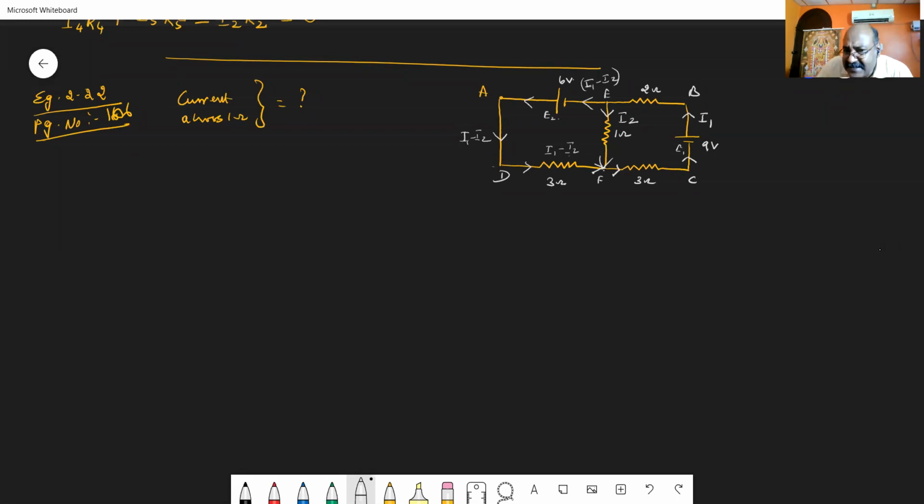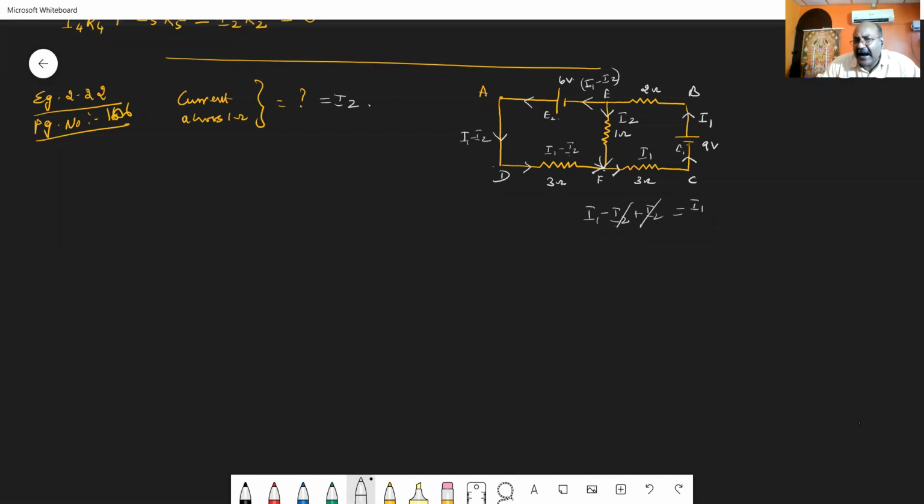Now on reaching this F, this I1 minus I2 as well as this I2 reach. So this I2 and this I2 will get cancelled. So through this 3 ohm, only a current of I1 is passing, and it comes to an end at this E1. Are you able to understand?